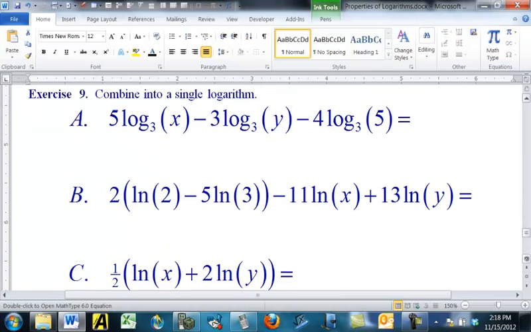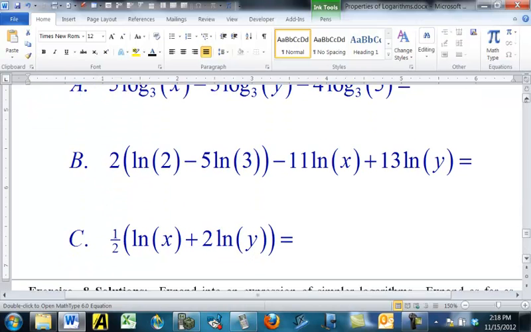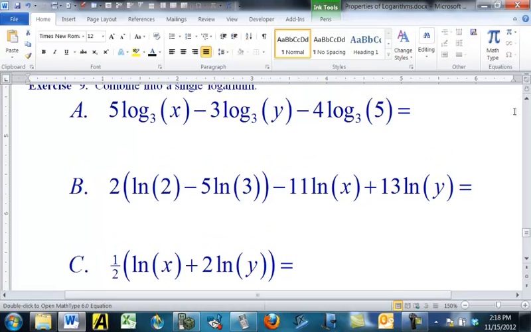Okay, now you're back. We're going to do the same thing, actually backwards. In this one, we want to combine each of these into a single logarithm. Okay, a single logarithm. Okay, go ahead and do that. Come back and check your answer in a minute. We'll check both of these exercises here when you come back. Press pause now.